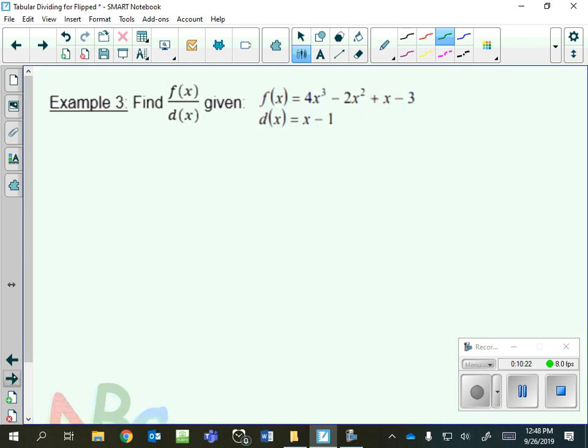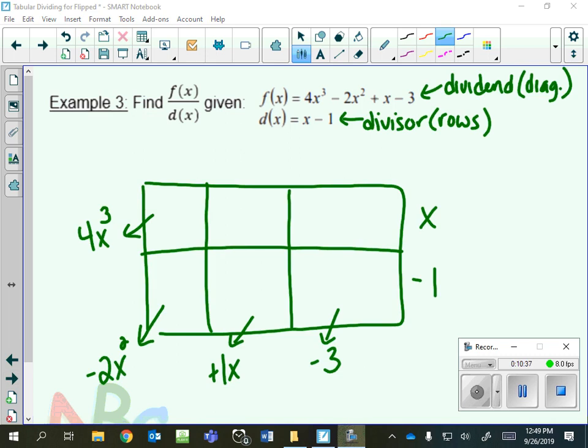So I want everyone right now to try this one on their own. Try to set up the box. Hit pause, set up the box, hit play, see if your setup matches, then hit pause again and actually try the division. So check your setup. My d of x is my divisor, so that goes on the rows. So I need to have 2 rows because I have an x and a minus 1. My f of x is my dividend, so that goes down the columns.